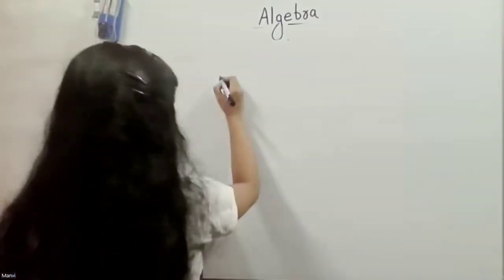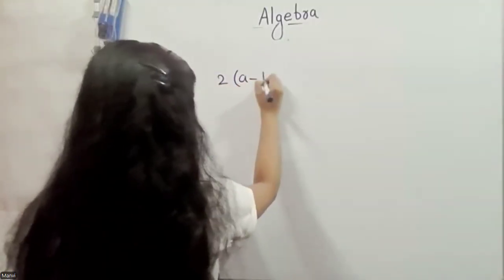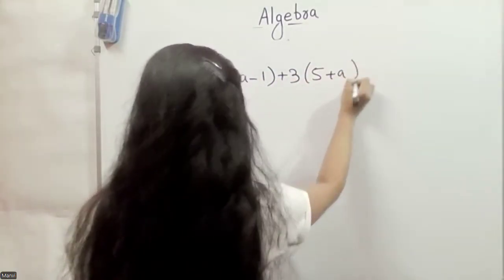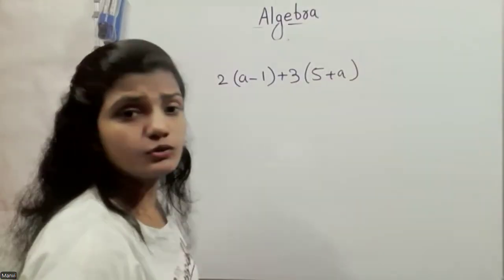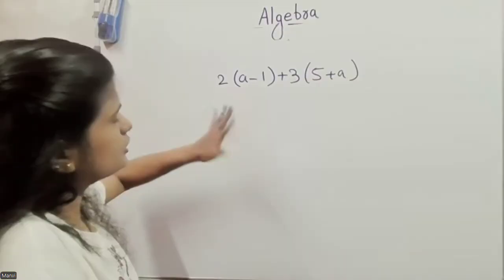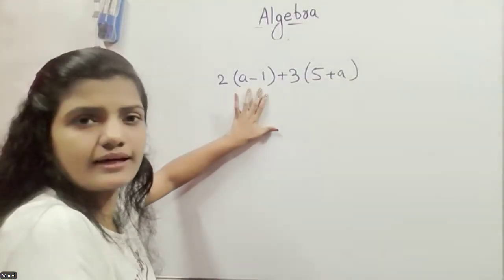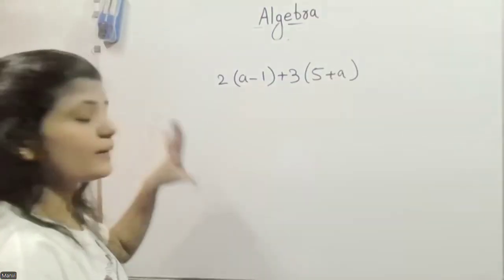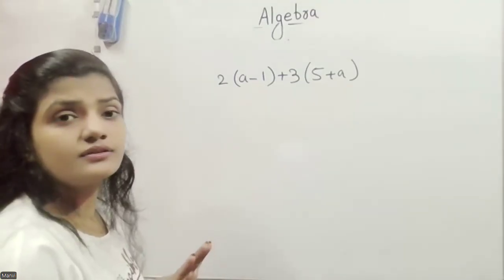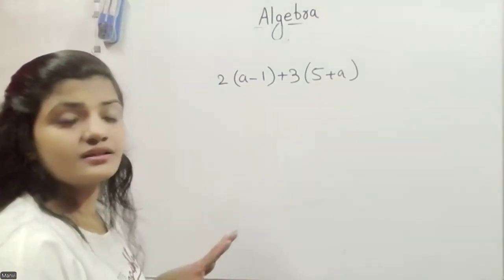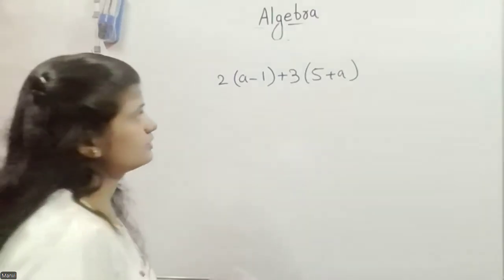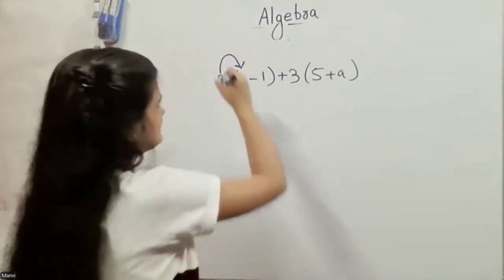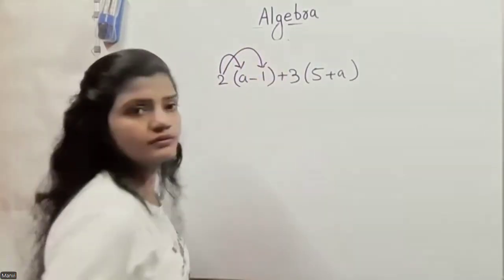Sometimes we have a question like this, 2(a minus 1) plus 3(5 plus 8). Okay? For this type of question, you can see that we can't do anything inside the bracket, right? Because they are different terms. So first, try to expand the bracket. How can we do that? You know the distributive law. Distributive law means what? This 2 first times with this a, and then this 2 times with this 1. Okay?